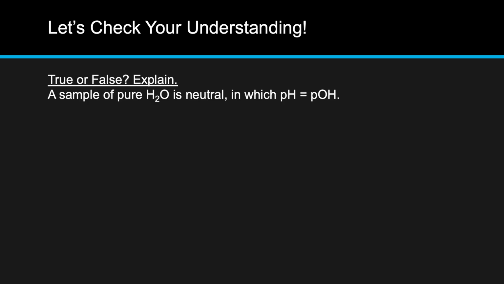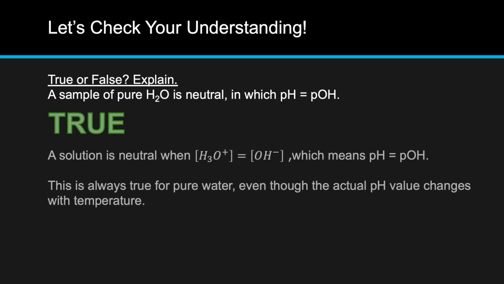Next one, a sample of pure water is neutral in which pH equals pOH. That is a true statement. So a solution is neutral when the concentration of hydronium and hydroxide are the same, which means pH is equal to pOH. So for example, if you take water and you increase the temperature, you're going to decrease your pH. So let's say you have a pH of now 5.9. That means you're also going to have a pOH of 5.9.